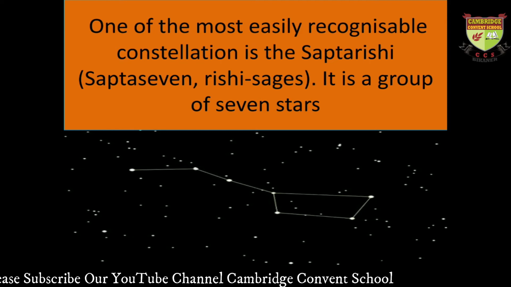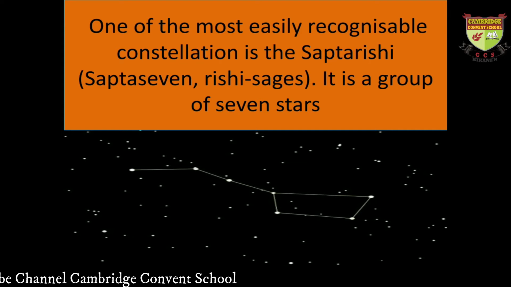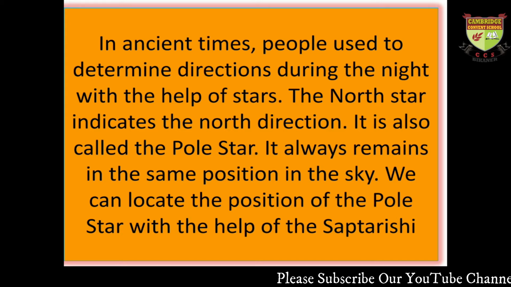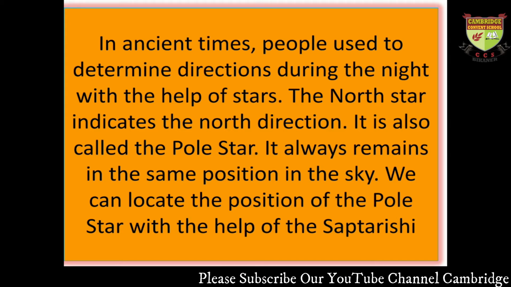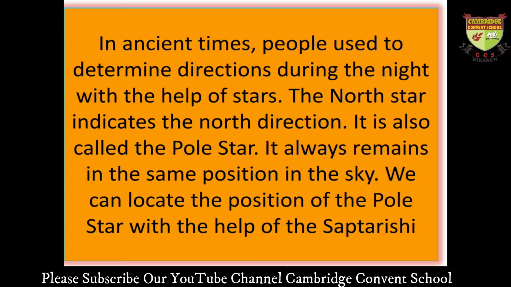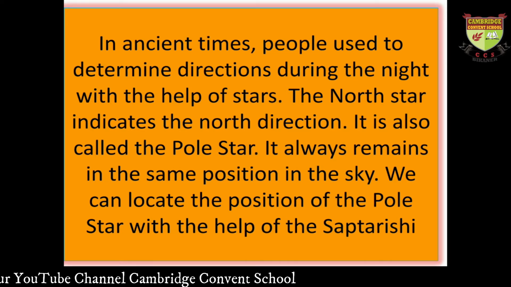As you can see in the picture, I have arranged the picture of the Saptarishi for you. There are seven stars, and they form this shape in the sky. In ancient times, people used to determine directions during the night with the help of stars. The north star indicates the north direction. It is also called the pole star. It always remains in the same position in the sky. We can locate the position of the pole star with the help of the Saptarishi.